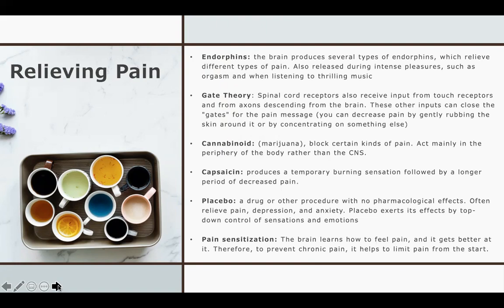And the next one is cannabinoid. It's a chemical derived from or similar to marijuana.